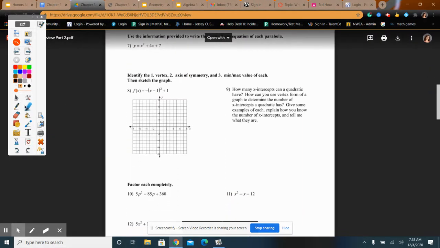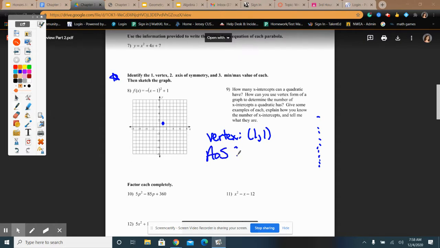Okay, question 8 here has a lot of directions up here. They want to know the vertex. Okay, that's easy enough because it's in vertex form. So I'm going to go to the right 1 and up 1, and that's where my vertex is. Axis of symmetry, we didn't really talk about that. That won't be on your test. But the axis of symmetry always goes right through the vertex. And it's x equals a number, so it'll be x equals 1.